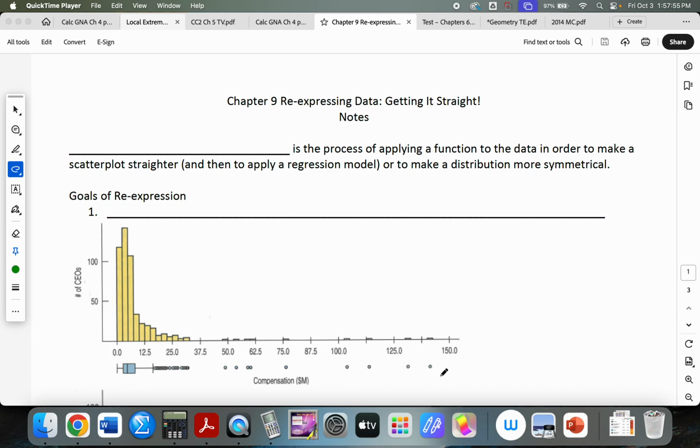So, today we're going to talk about re-expressing data. Re-expression is the process of applying a function to the data in order to make a scatter plot straighter, and then to apply a regression model, or to make a distribution more symmetrical. So there are three goals of re-expression. One, which has already been mentioned, is to make the distribution of the data more symmetric.